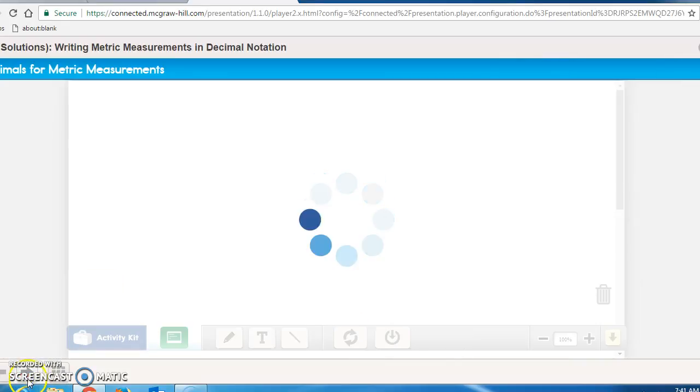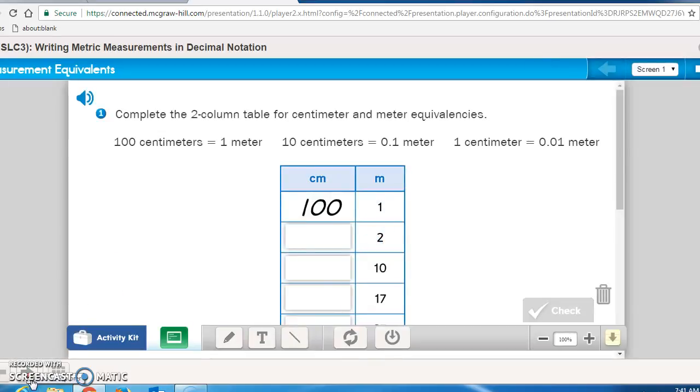Again, that was just the page you were doing. You should have come back to me to check out the rest of those answers. And now that I've checked Math Journal page 95, you are going to do Math Journal page 96. It reads, complete the second column table for centimeter and meter equivalencies. So it's telling you 100 centimeters equals 1 meter. 10 centimeters equals 0.1 because the 1 is in the tenths place.